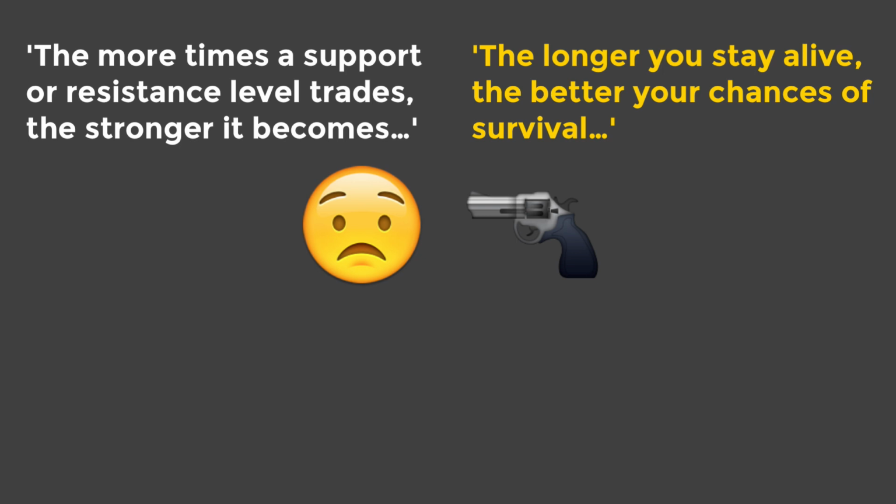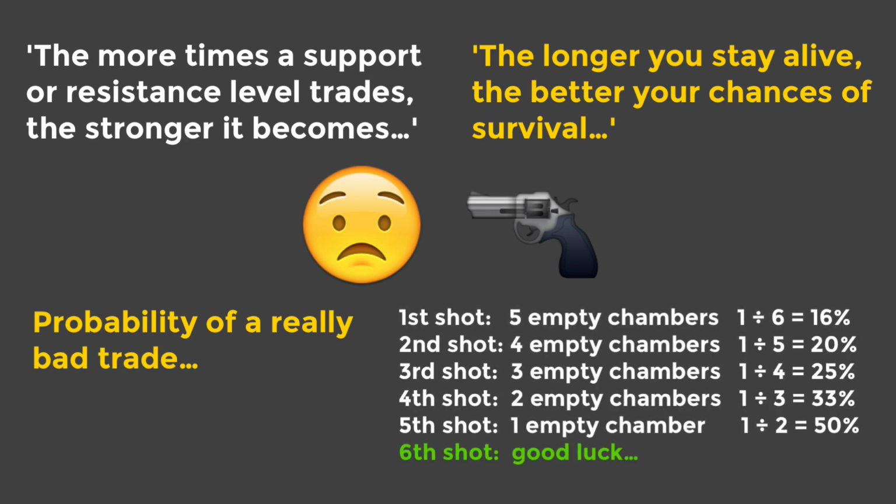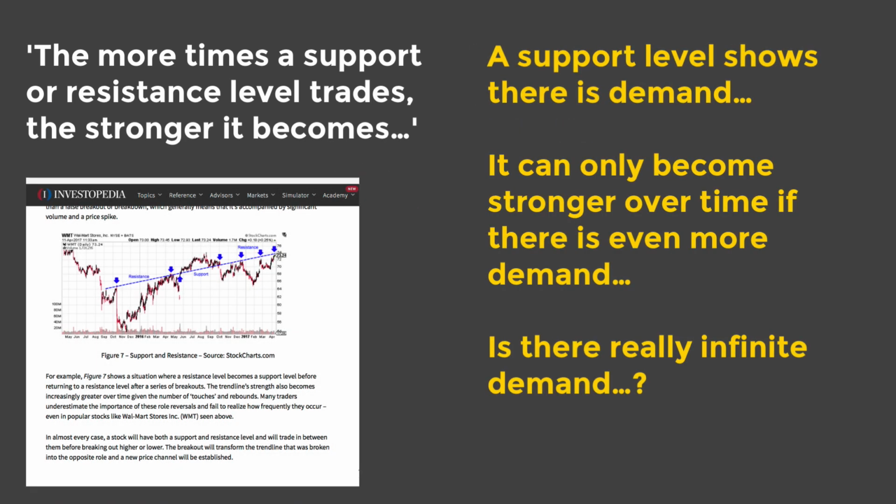Let's look at this in terms of probability. If you're crazy enough to load a gun with a single bullet, spin the chamber and put it to your head, each time you pull the trigger, your probability of taking a really big loss is 1 divided by how many empty chambers remain. So assuming a 6-chamber weapon, the following probability applies. So let me ask you, if you had pulled the trigger 5 times and you were still alive, how confident would you now feel about the 6th round of the game? Keep this in mind when you think about price trading at a support or resistance level.